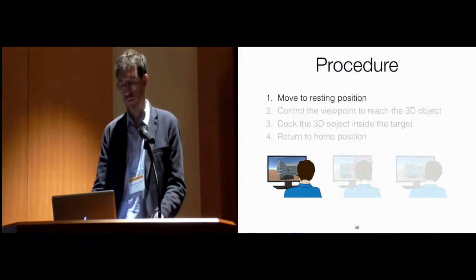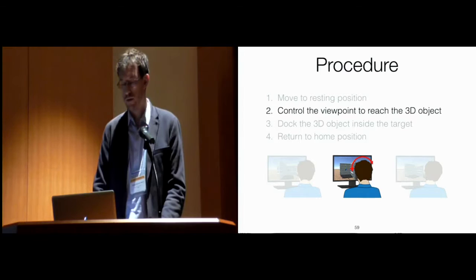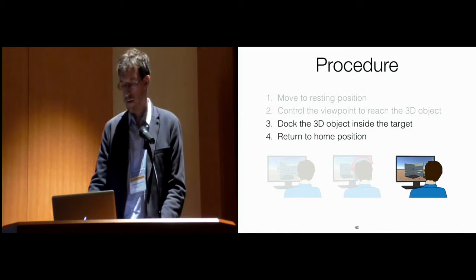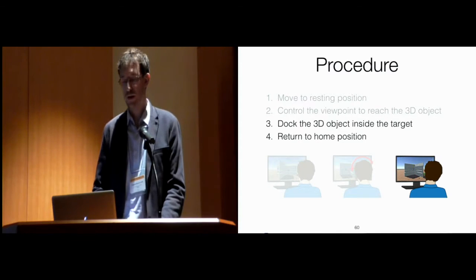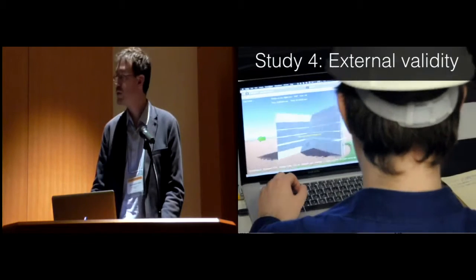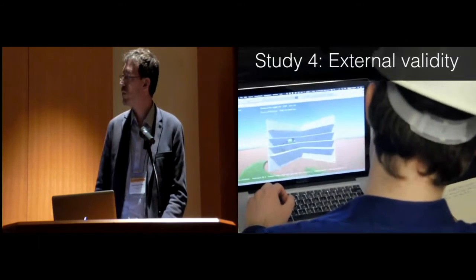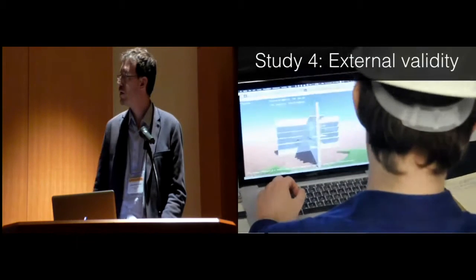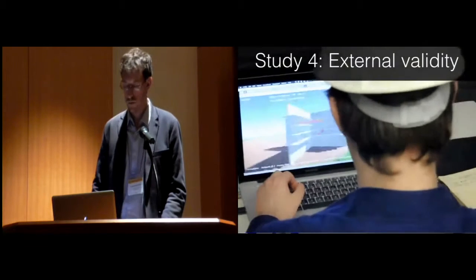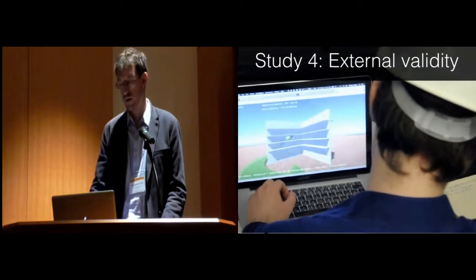So the process of the experiment was the following. First, move to resting position. Then they could control the viewpoint to reach a 3D object. And then they would dock the 3D object into a target and return to home position. So here's a sample video. The participant moves an object into the green sphere, so they can dock the object into the green sphere to finish the trial and then return to home position.